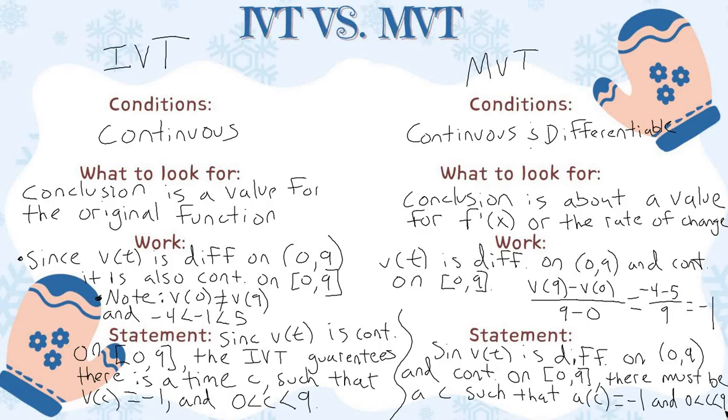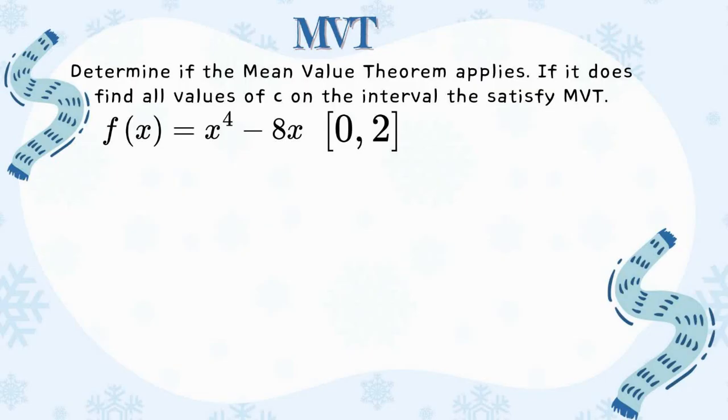Any other questions? Alright, so let's do some more MVT problems. You can either do these on the back or in your notes, whichever one. This type of problem is a very common multiple choice question, the ones that have an actual f of x, and we're just going to solve for c. It says determine if the mean value theorem applies. If it does, find all values of c on the interval that satisfy MVT.